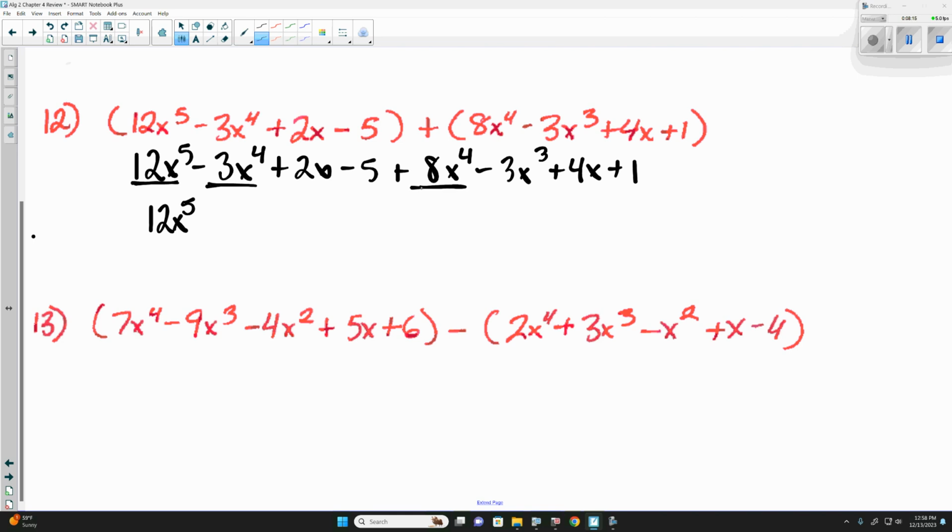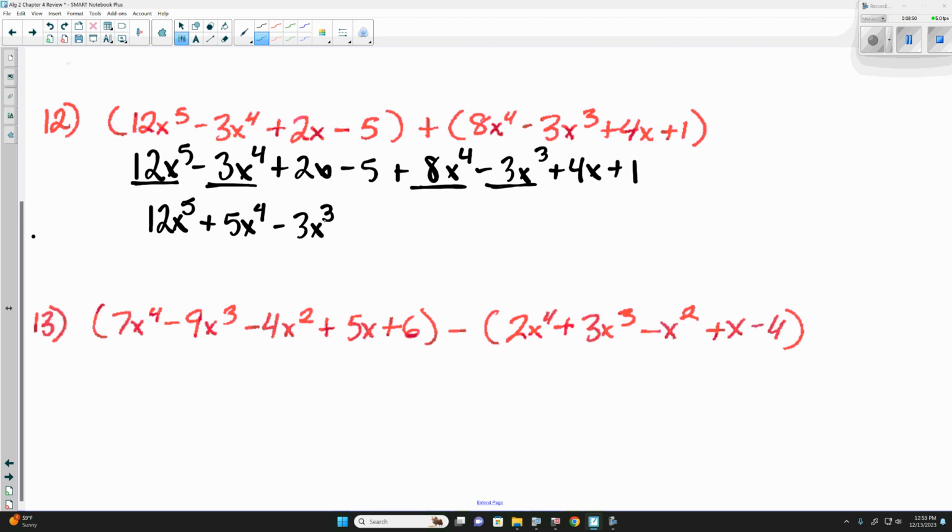Our next one is the fourth power. We're going to combine our x to the 4th. Negative 3x to the 4th plus 8x to the 4th is 8x to the 4th minus 3x to the 4th, 5x to the 4th. Our next one is our cubic term, our third power. Well, there's only one of them, so we just put minus 3x to the third.